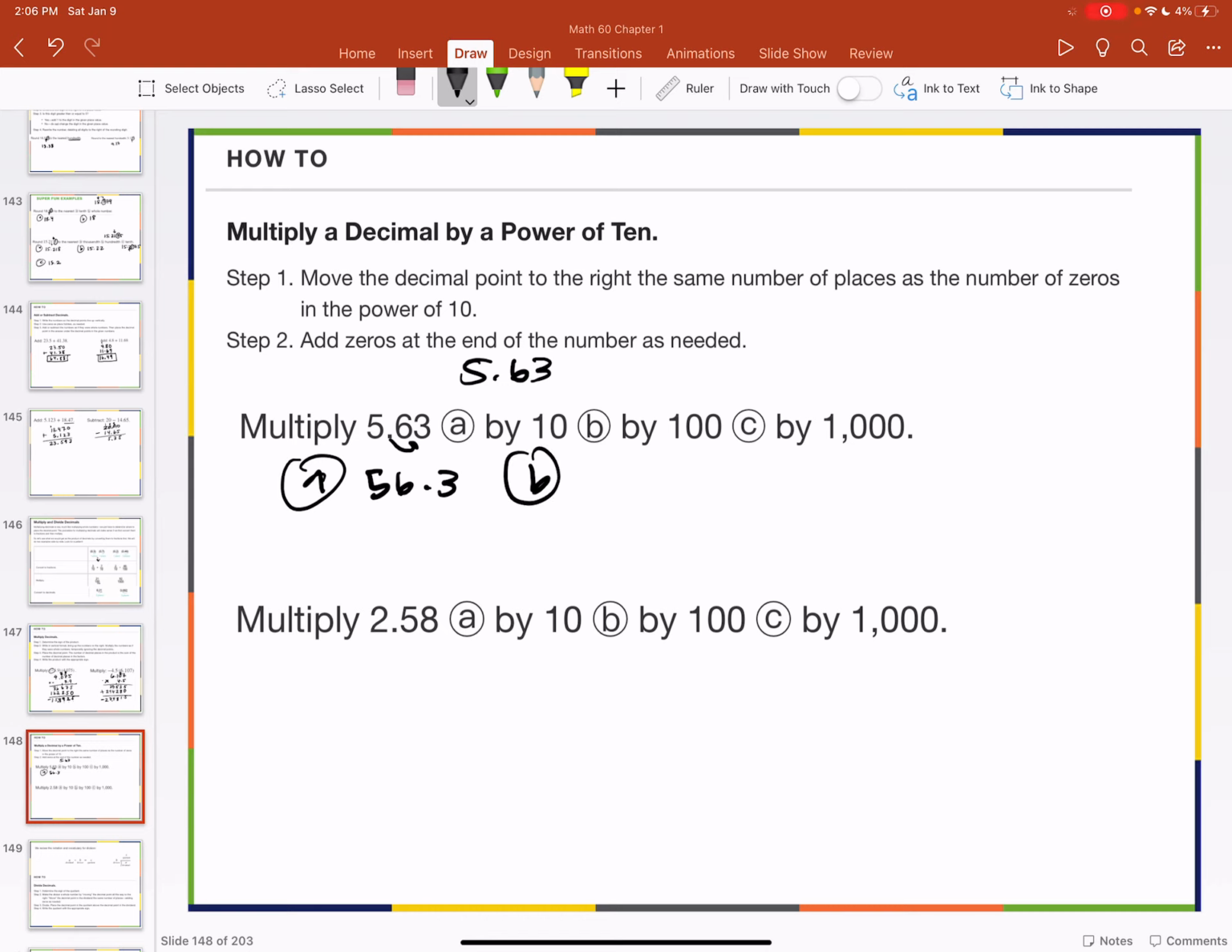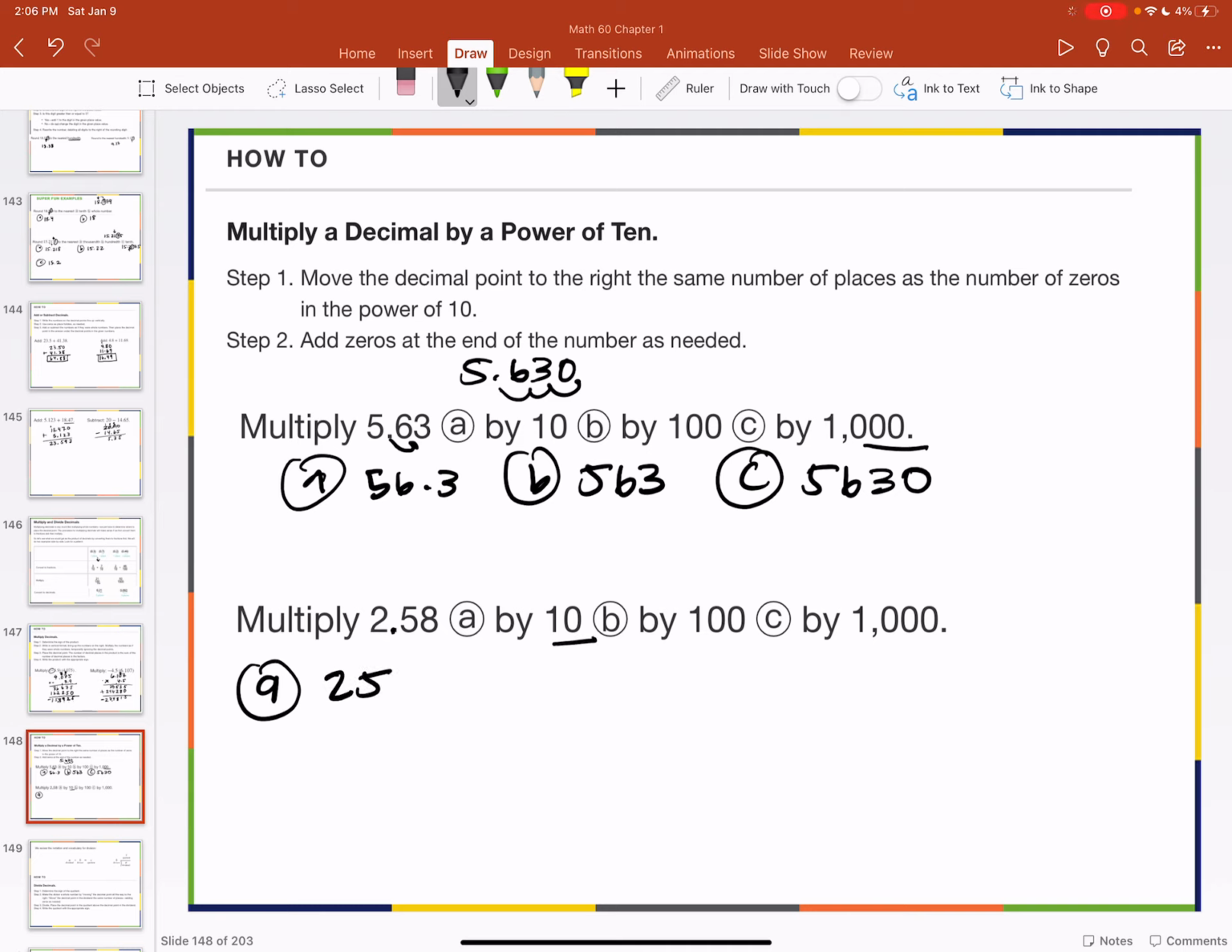For B, by 100, it's going to be 563. And then for C, I have 3 zeros, so I'm going to move it over 1, 2, 3 spaces, but there isn't one, so I put in a 0. Okay, it's going to be 5,630.